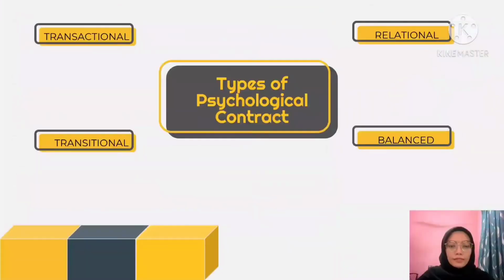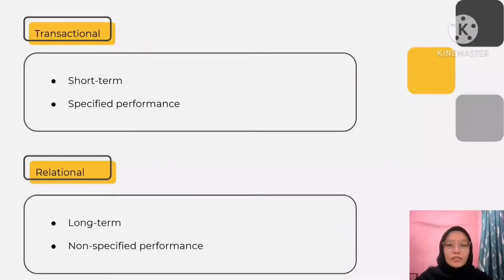There are 4 types of psychological contract, which are transactional, relational, transitional, and balanced. The first contract is the transactional contract. The transactional contract is a short-term contract based on specified performance. This indicates that the employee is required to perform only a fixed and defined set of duties and to do only that much which is asked for by the employer.